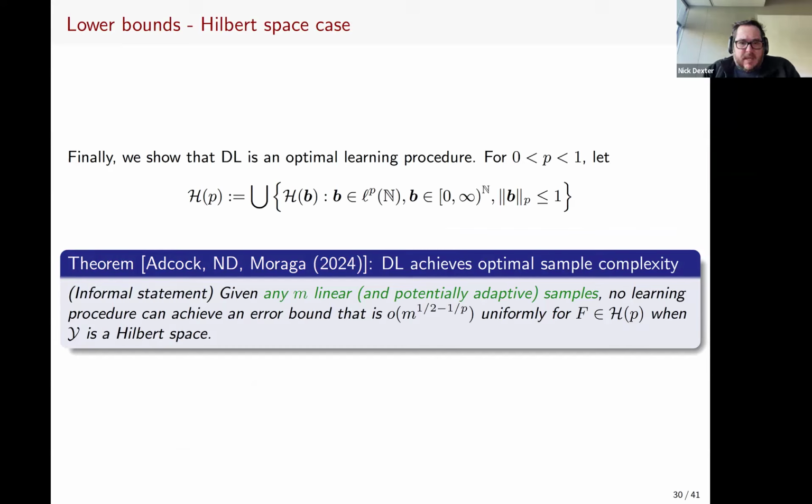A union over the space is HB, where B is in L^P, B is in [0, infinity) to the n, and B's P norm is less than or equal to 1. We have this result here that says that deep learning achieves optimal sample complexity. Informally, given any M linear and potentially adaptive samples, no learning procedure can achieve an error bound that is little o of M to the 1/2 minus 1 over P, uniformly over F in HP when Y is a Hilbert space.